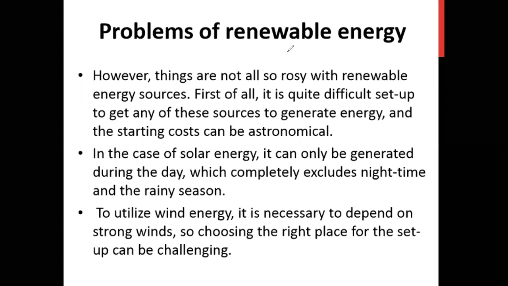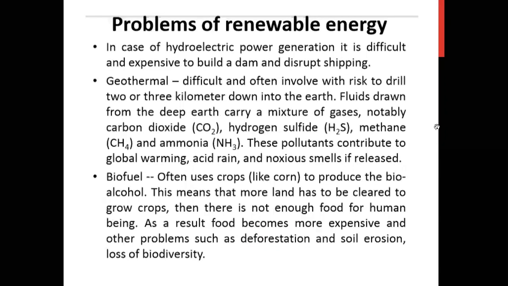Wind also has a problem. The problem is that, as I discussed, we cannot set up a wind turbine at every place. There is a minimum wind speed required. If we set up the wind turbine and it does not move, we cannot get the energy. So for wind, it is necessary to choose the right place to set up, because we need strong winds, enough wind to rotate the turbine. So these are the problems. For a hydroelectric power plant, the problem is that we require a huge amount of area, and it is very difficult to build a huge dam structure. So it is very expensive and also very difficult to build.